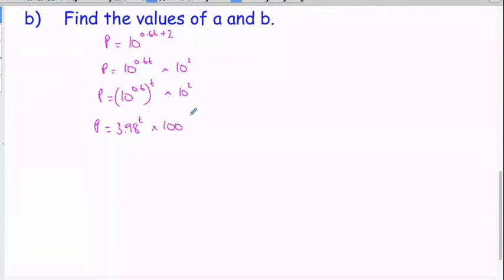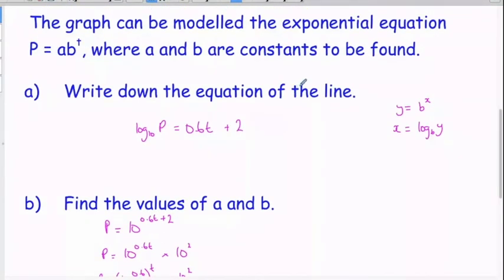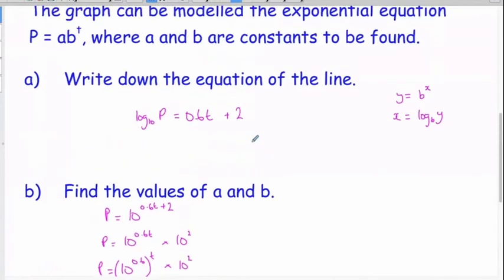And if we go back to how they wanted our work to look, p equals a times b to the t. Well, if I just rearrange this to put in the 100 first, that's exactly what they wanted. So our a, the first number, is 100. And b is 3.98. So again, we've been able to take the straight line and work backwards and find out what that exponential relationship was.